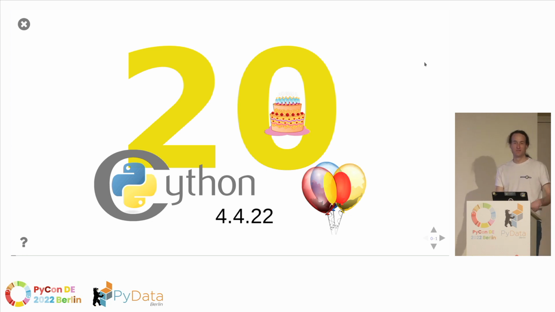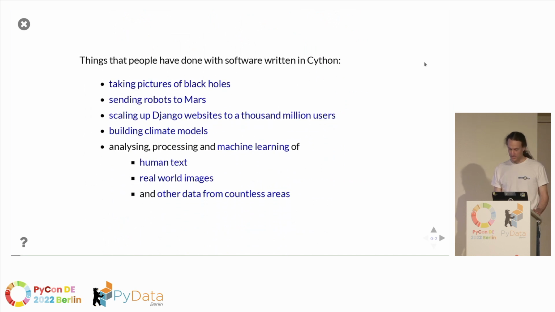I wasn't actually there when the project was founded. The original source code was actually Pyrex. Pyrex was the predecessor of Cython, but I was involved in starting the Cython project back in 2007, when we forked Pyrex and built Cython from it. And ever since then, people have been using Cython for all sorts of different, really cool things.